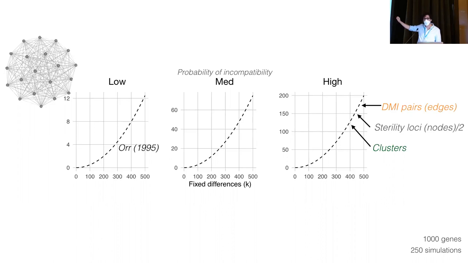These are for a complete network. So this is a network in which there's an edge for every pair of nodes. All nodes are connected to each other. And the dashed line is the expectation from that quadratic form that Orr had in 95. And these arrows are just to remind me to tell you that according to that model, the number of DMI pairs, or pairwise DMIs, and the number of clusters should be the same because all clusters are pairs. And just for the sake of simplicity of these pictures, I've divided by 2 the number of sterility loci that is expected. Of course, if everything is a pair, then the number of sterility loci should be twice the number of pairs, but I've divided that number by 2 so that everything fits in there.